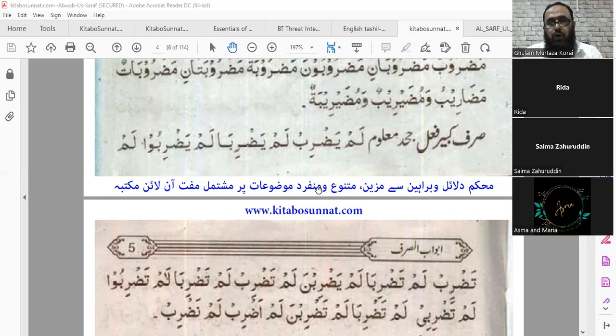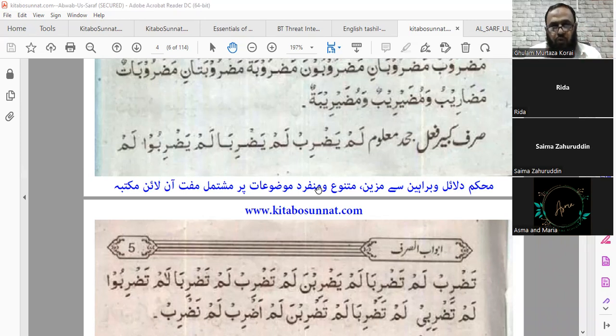Now we are going to talk about 4 sigas. They are related to muthanna, like yadribani, tadribani, tadribani, tadribani. Muthanna muzakkar ghaib, muthanna muannas ghaib, muthanna muzakkar hadir, muthanna muannas hadir. Now when lam enters into them, the last noon is dropped. They become lam yadriba, lam tadriba, lam tadriba, and lam tadriba.